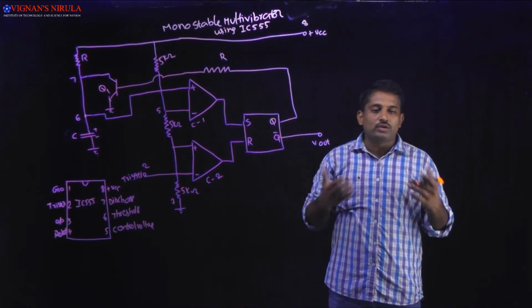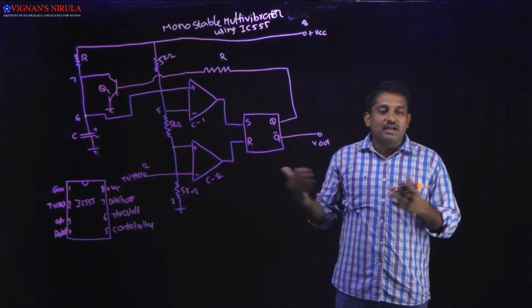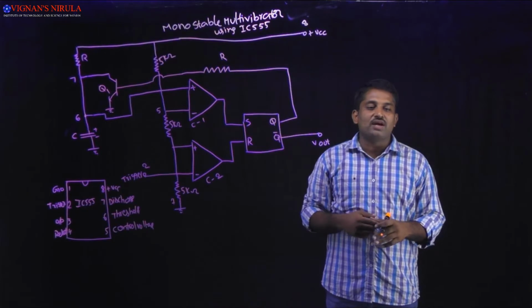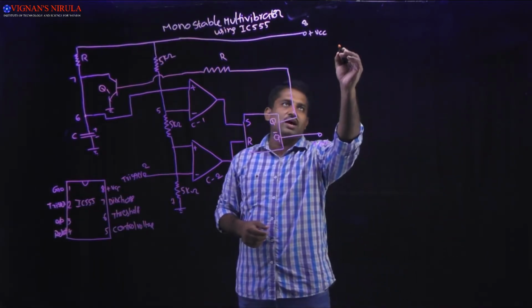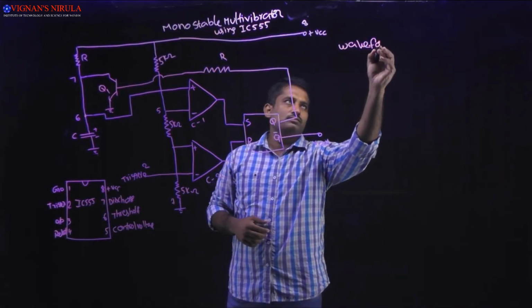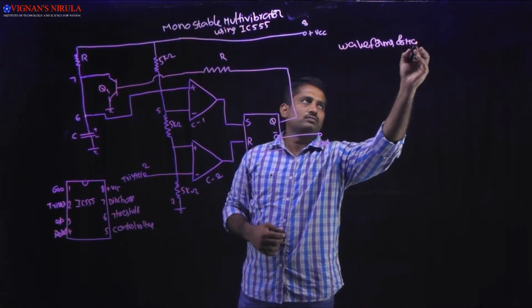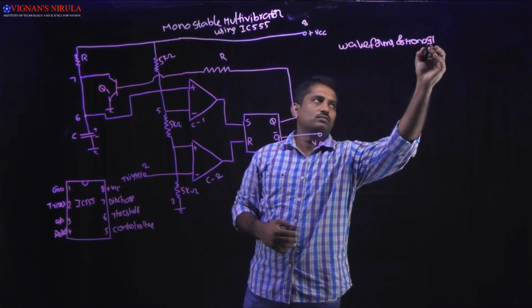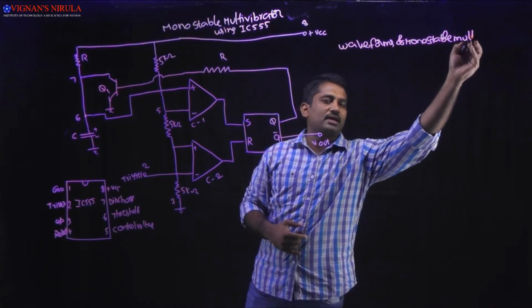Now I am going to draw the waveforms of the monostable multivibrator. Later on we will derive the pulse width W. First I am going to draw the waveforms. Waveforms of monostable multivibrator.